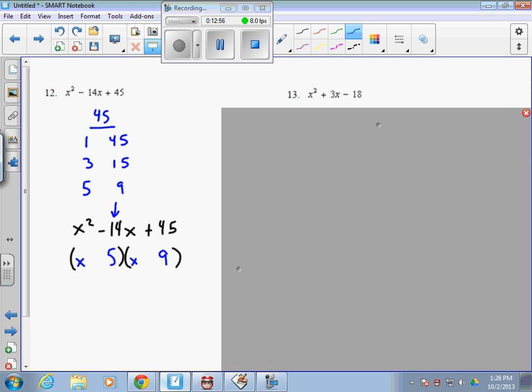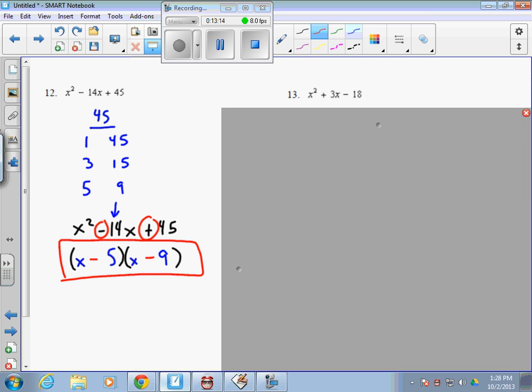Remember that first, the sign in front of the third term tells us they're going to be the same sign, either plus plus or minus minus. Then the one in front of the second term tells us they're both going to be minus. So x minus 5, x minus 9.